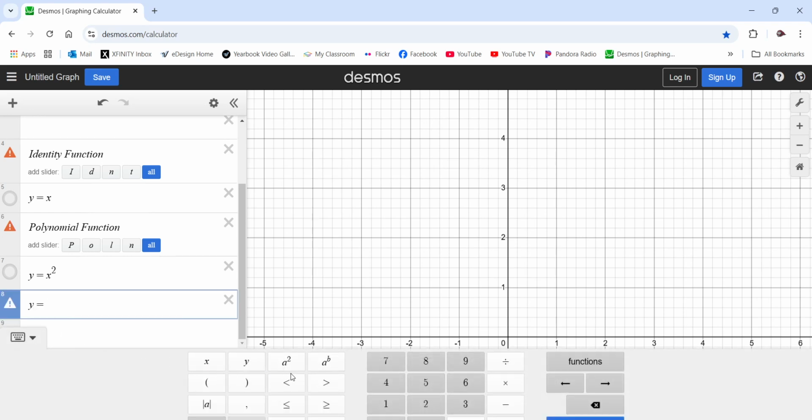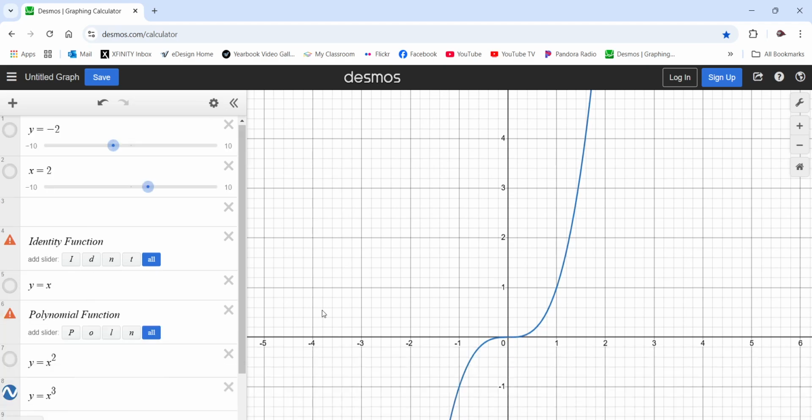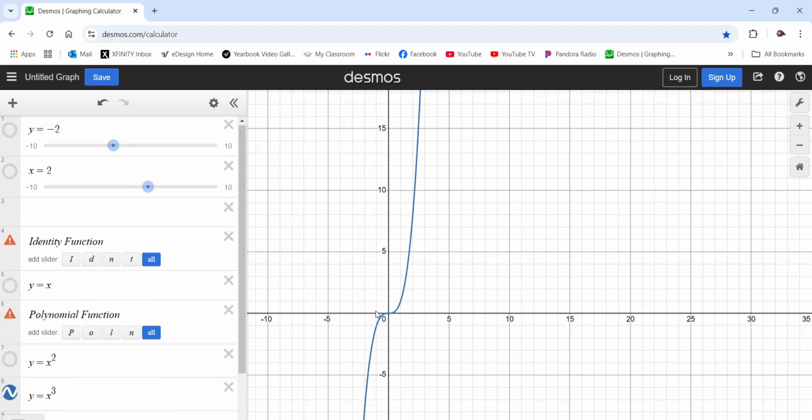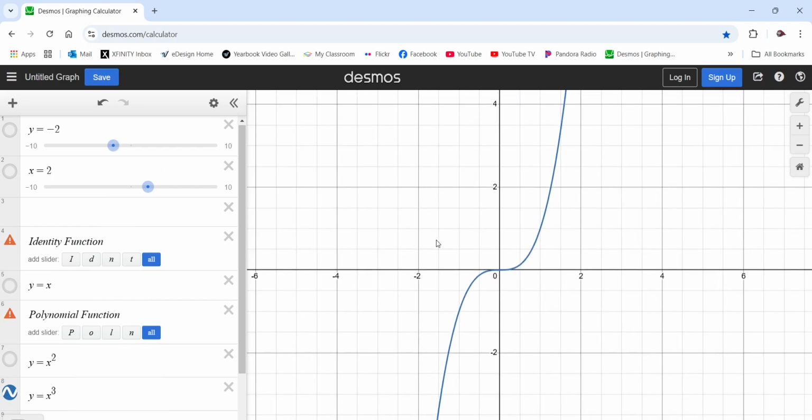All right, so watch this one. Y equals, let's go the next one up. Let's go cubed. So I hit 3. This is another polynomial function, all right? But that's a y cubed. You see the difference. Now, why did the x squared just go up and the cube goes down?